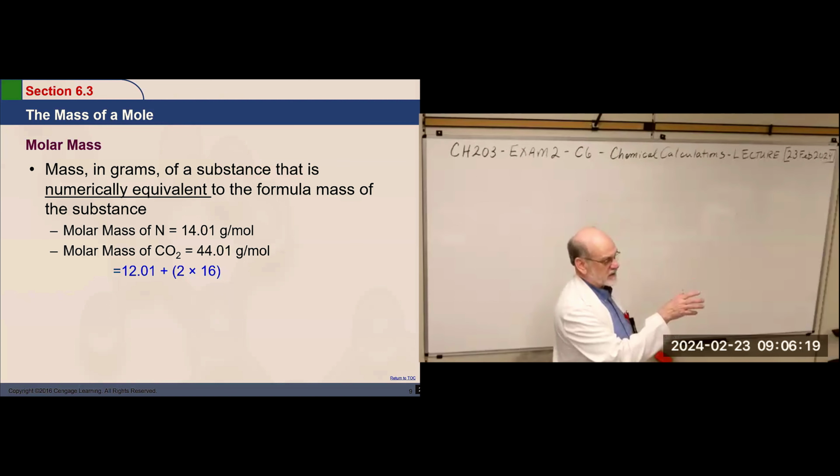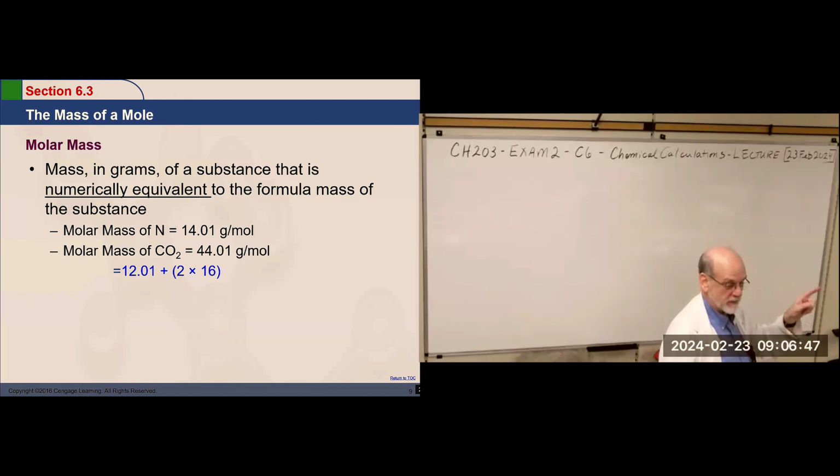An atomic mass unit would be for just 1 atom, say, of carbon-12. It'd be 12 atomic mass units for 1 carbon atom. But if we have 12 grams, now we have a mole of carbon atoms. And the number is exactly the same as the one that says atomic mass units. It's also grams per mole. So it's on this periodic chart, in the upper left-hand corner.